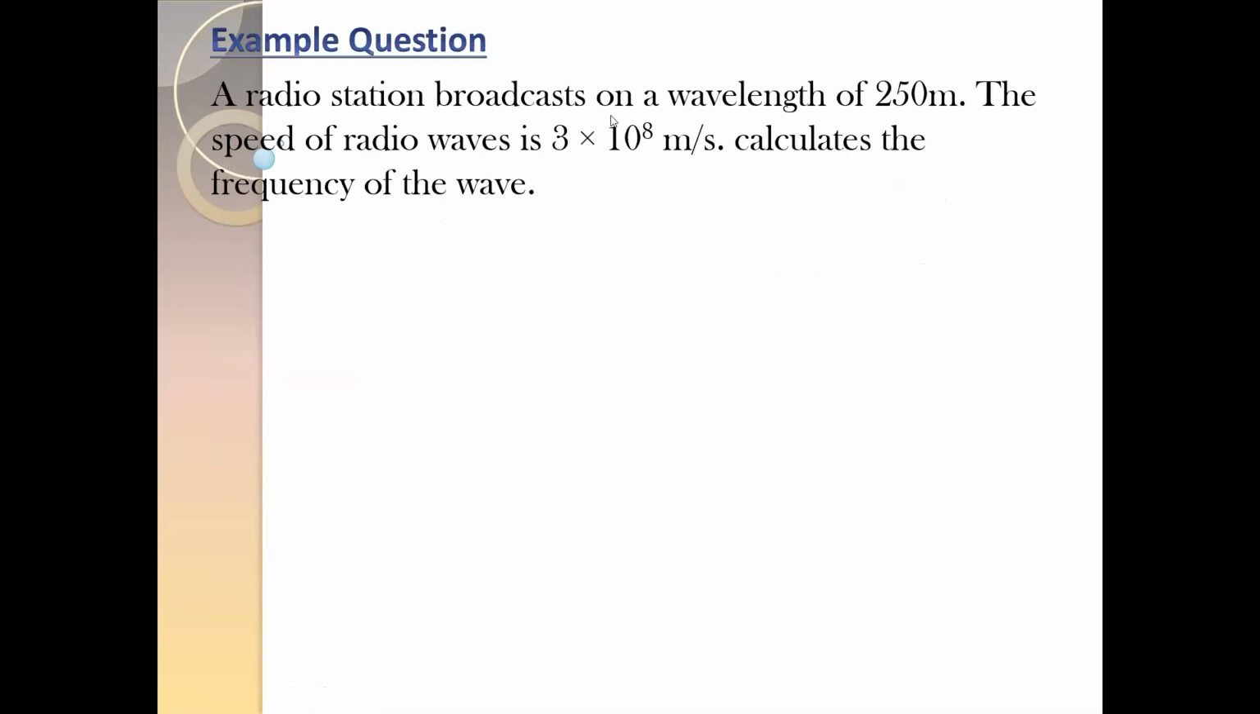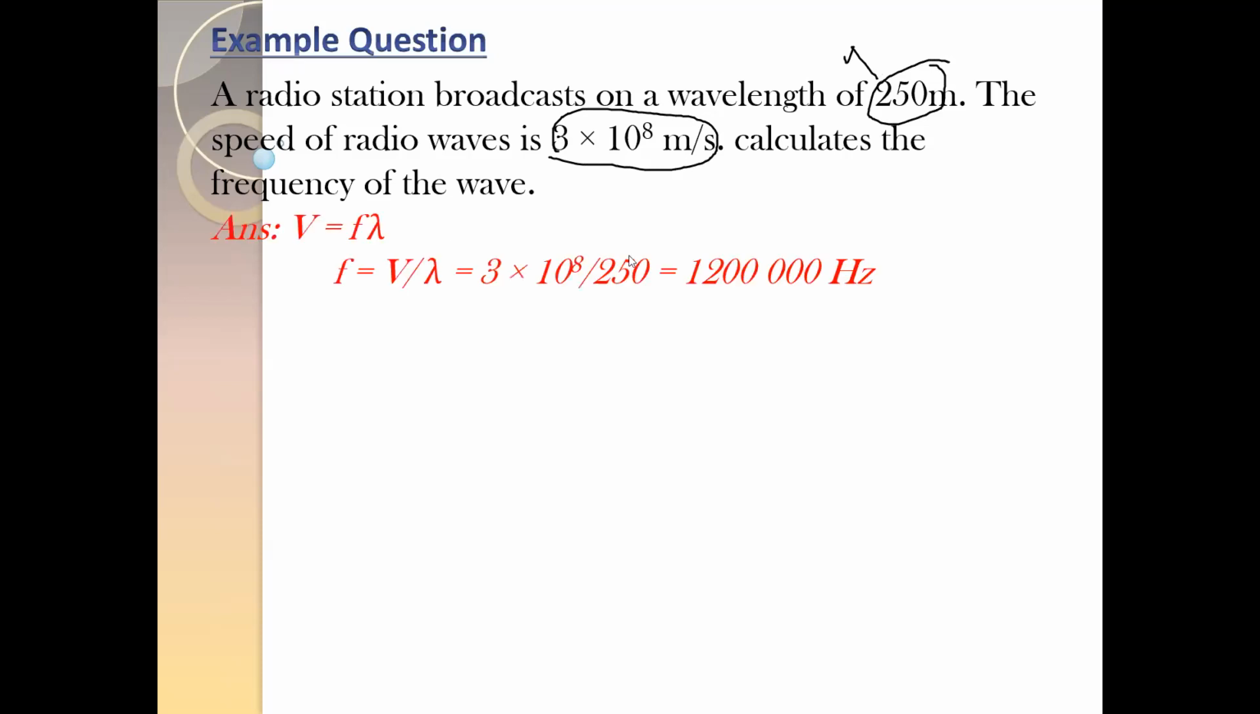A radio station broadcasts on a wavelength of 250 meters, so the wavelength lambda is given. The radio wave has a speed of 3 times 10 to the power 8. Calculate the frequency. So we'll use the formula, speed is frequency multiplied by wavelength, or frequency is speed divided by wavelength. We'll get the frequency.